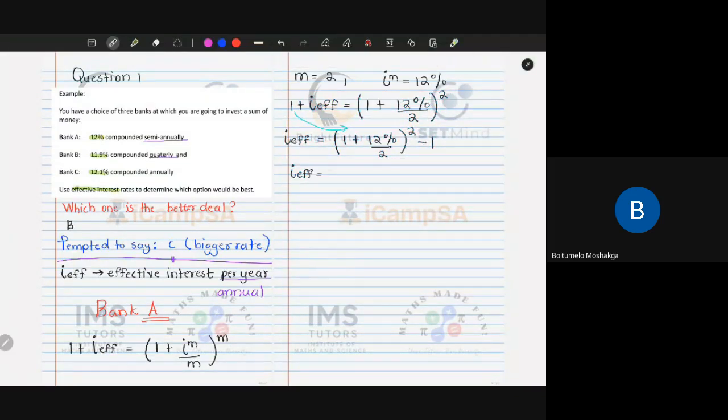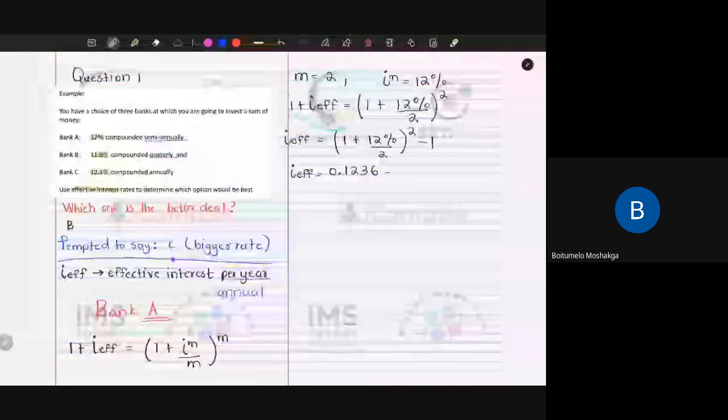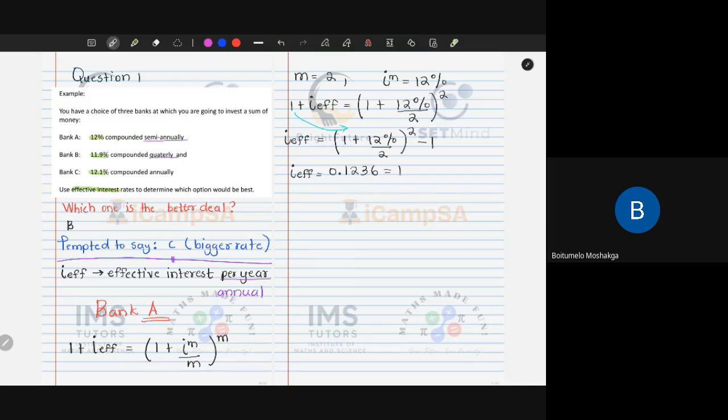It is 0,1236. And when you put this as a percent, you get 12.36%. Do you guys understand? Remember, to convert to a percent, you just multiply by 100, okay? That is the effective interest for Bank A.